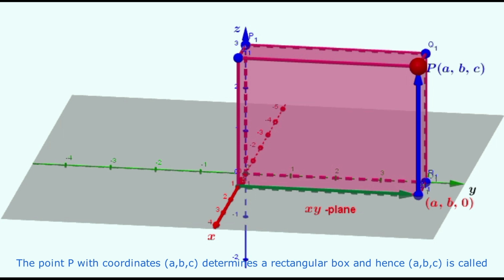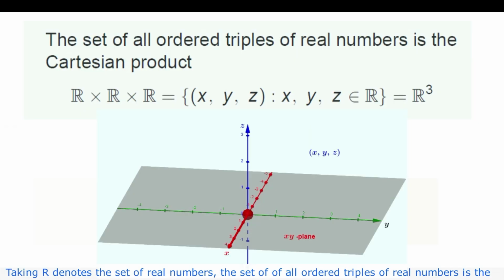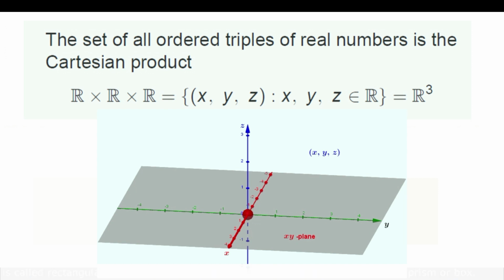The point P with the coordinates (a, b, c) determines a rectangular box. Hence, (a, b, c) is called rectangular coordinates because it is like we are forming a rectangular prism or box. Taking R to denote the set of real numbers, the set of all ordered triples of real numbers is the Cartesian product R cross R cross R, which is equal to the set of all triples (x, y, z), where x, y and z are real numbers. We abbreviate this set as R3.